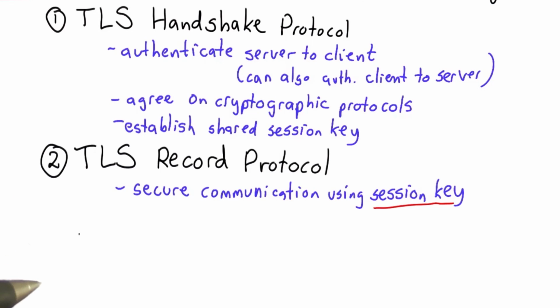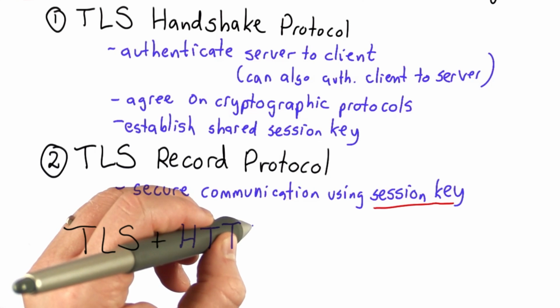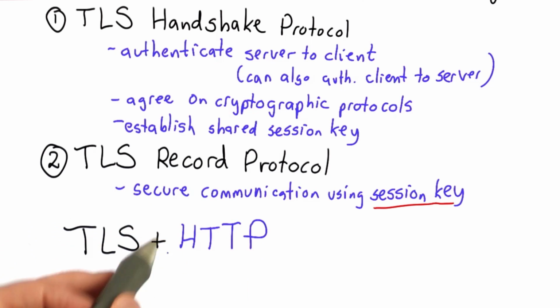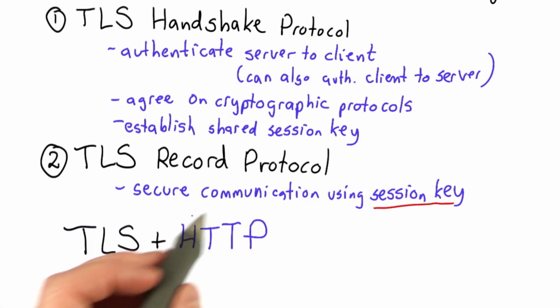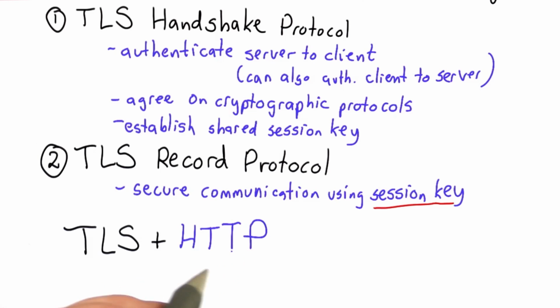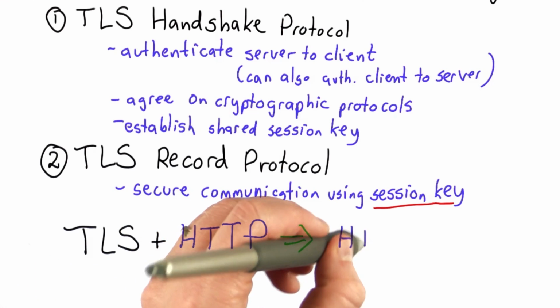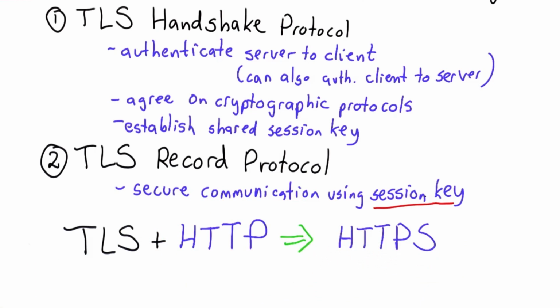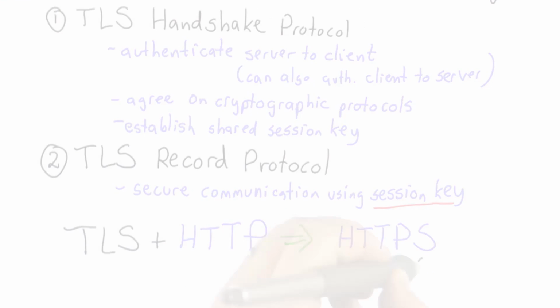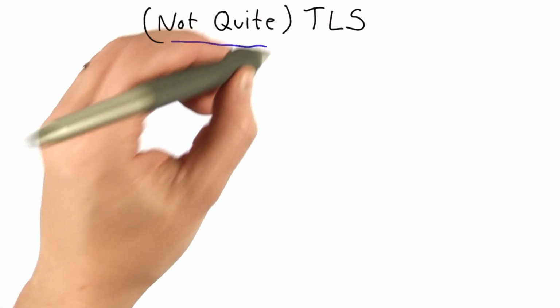And TLS can be implemented on top of many other protocols. The most commonly used implementation is when it's implemented on top of HTTP, which is the Hypertext Transfer Protocol. This is the key protocol for the web. When you combine TLS with HTTP, what you get is HTTPS, which is rather awkwardly an acronym for Hypertext Transfer Protocol Secure.